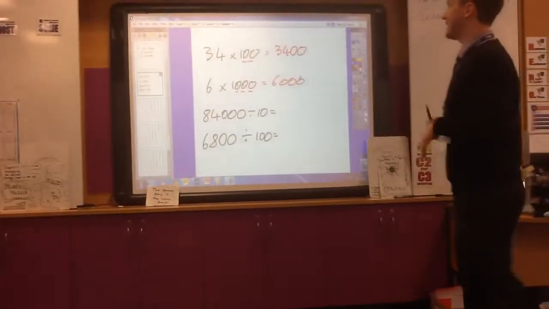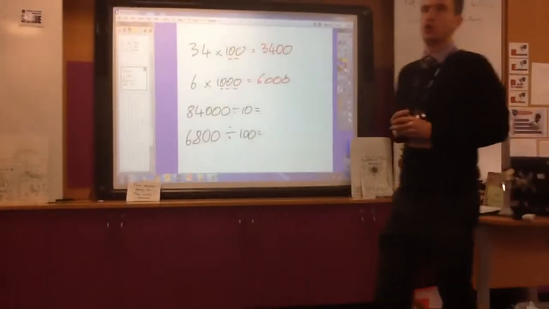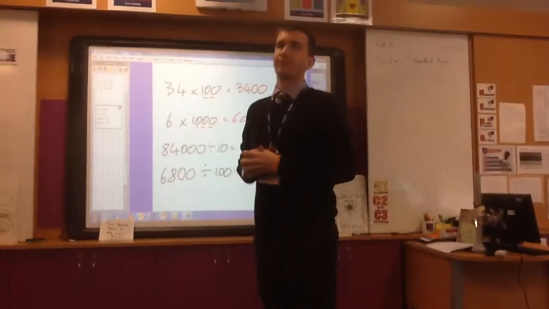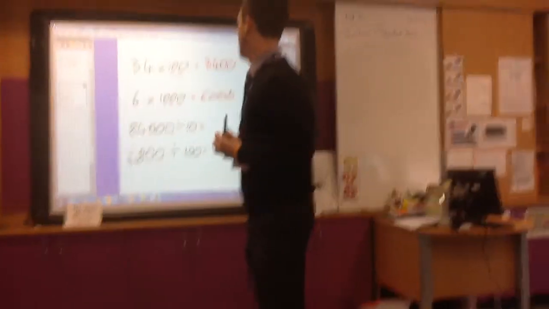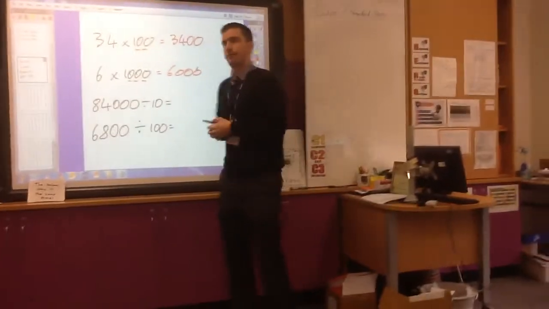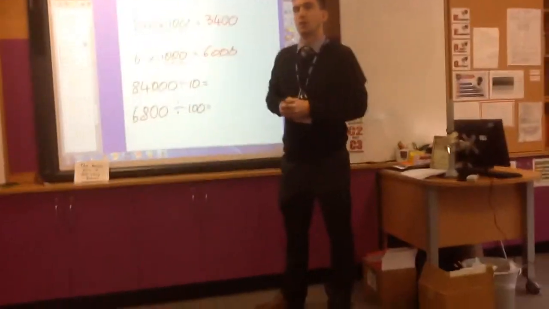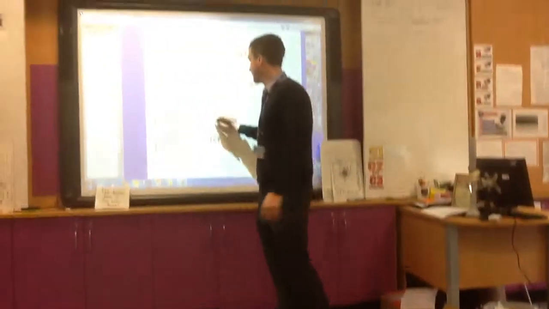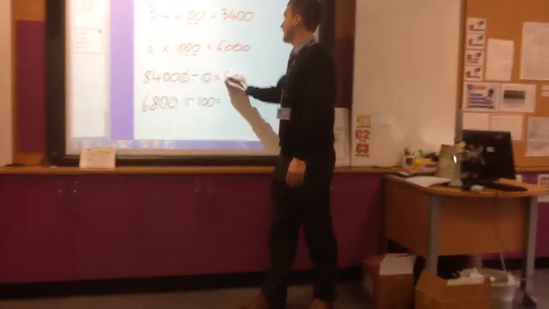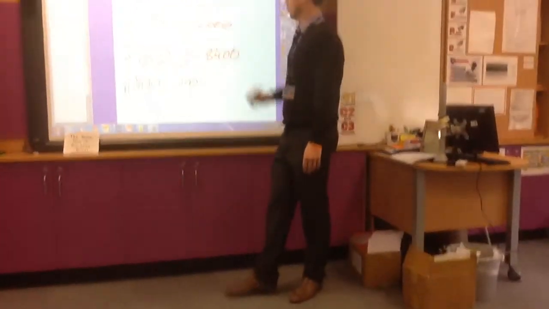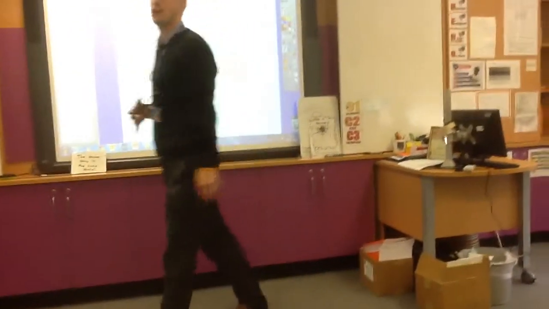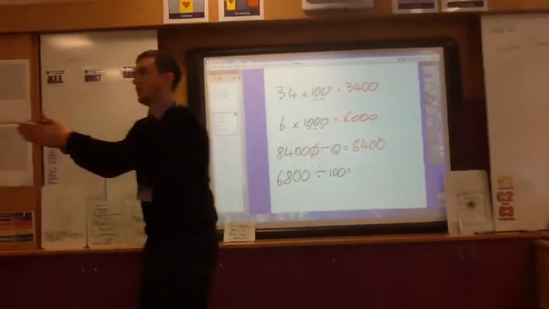First question, 84,000 divided by 100. 840. How have you come up with that? I just took a 0 away from it. Okay, so you've seen that there's 1 zero there, so we can get rid of it there. Last question, 6,800 divided by 100.